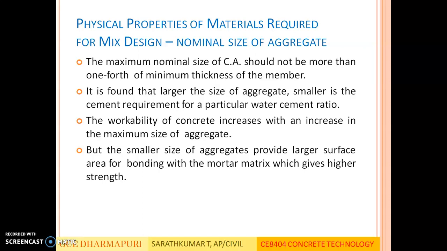Nominal size of aggregate. The maximum nominal size of coarse aggregate should not be more than 1/4 of the minimum thickness of the member. It is found that the larger the size of aggregate, the smaller is the cement requirement for a particular water cement ratio. The workability of concrete increases with an increase in maximum size of aggregate, but smaller sizes of aggregate provide larger surface area for bonding with the mortar matrix, which gives higher strength.